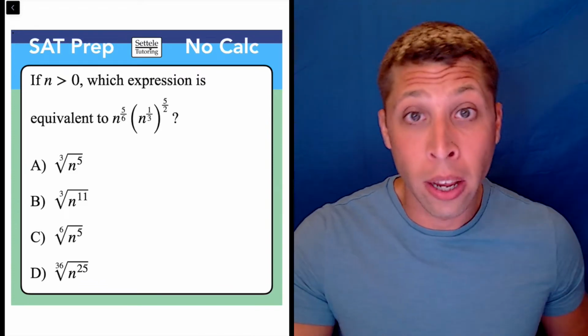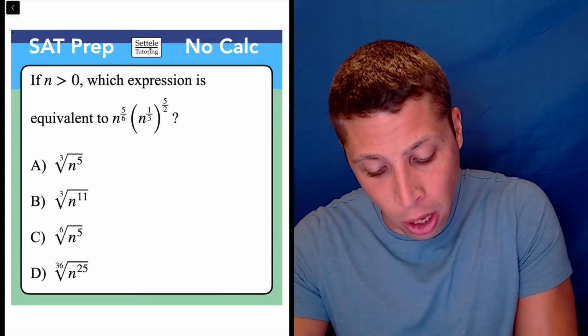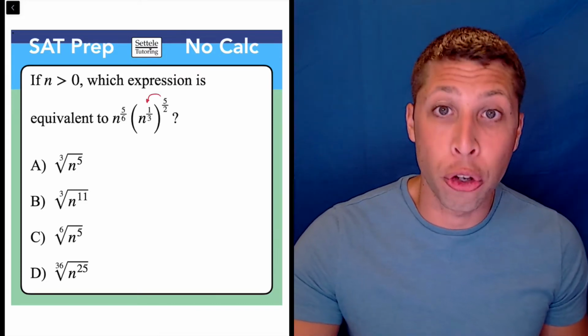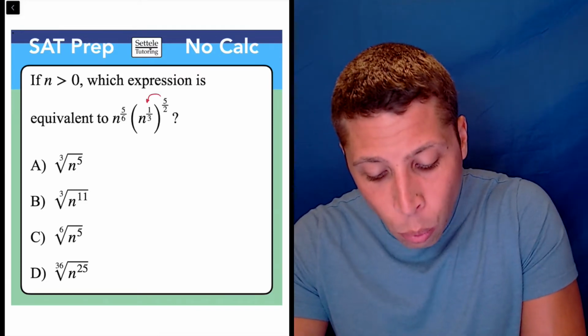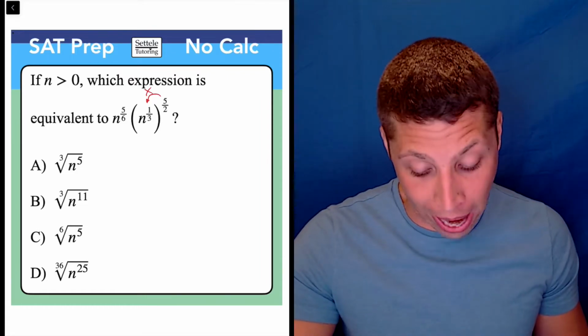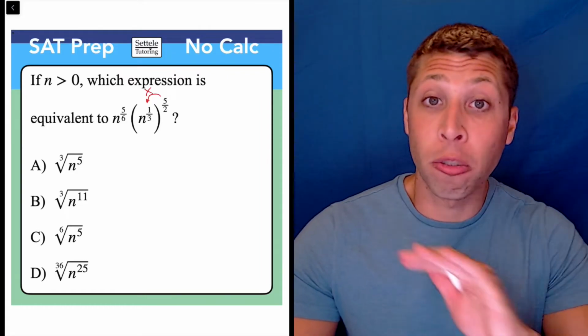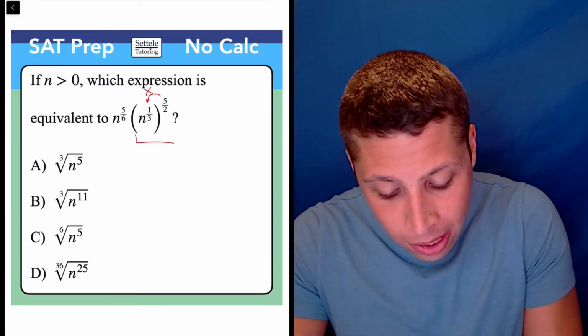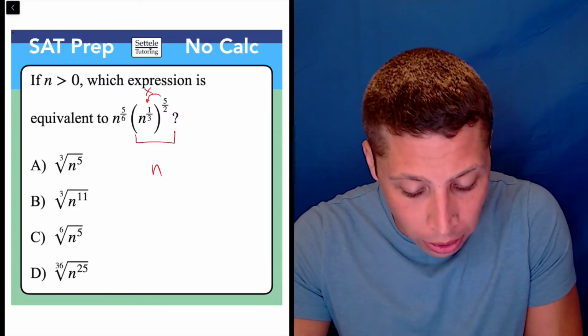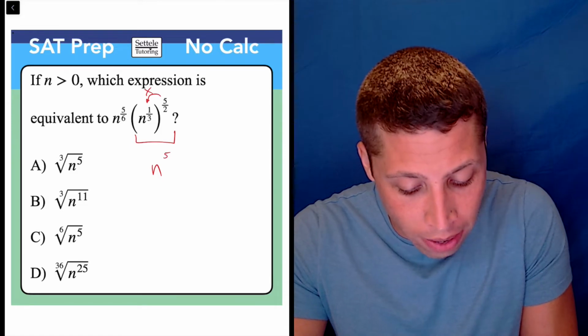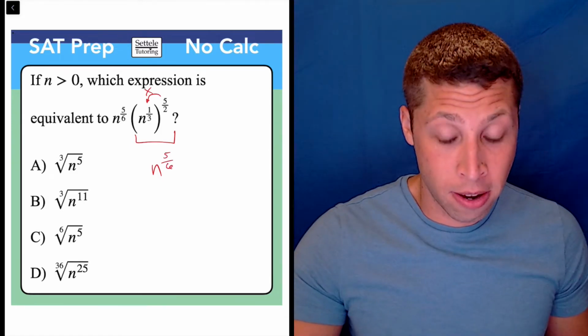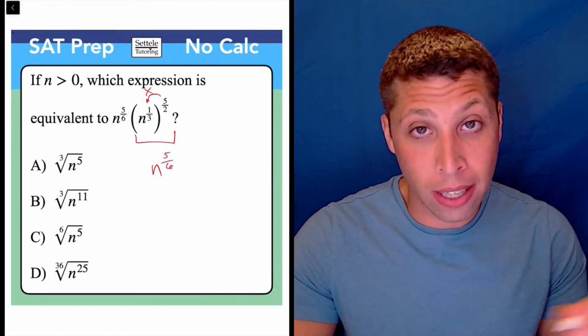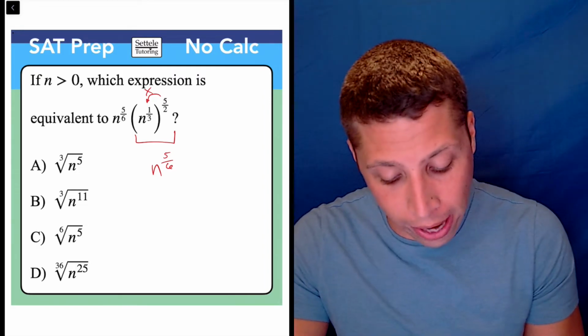So let's start with the first rule here that we're supposed to know: what happens when we raise a power to a power. Well, in those cases, we multiply the two fractions, okay? So multiplying fractions, remember, that's a basic fraction rule that is the easiest thing that you can do with fractions. So these two pieces together will come out to n to the 5/6, okay? 5 times 1 and 3 times 2, that's going to get us our exponent there.